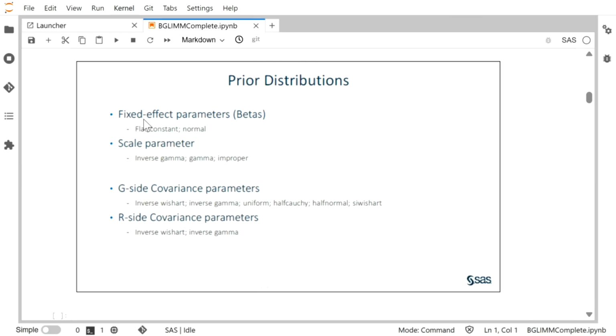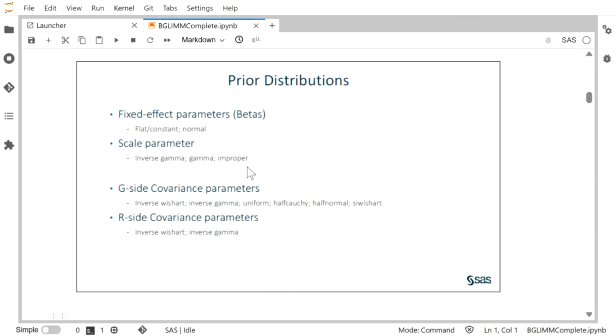Here are your priors. For your fixed effects, your betas, a flat constant prior or a normal prior. Normal priors make sense because the way I always tell people to figure out what type of distributions work well with your parameters is to look at the support of the parameter. Fixed effects, your beta hats, could be negative, could be positive, could be zero. So I need a distribution that can handle the number line. Normal is pretty good for that. Your scale parameter, your variance components here: inverse gamma, gamma, or improper. Well, I need something that can handle the positive territory, get as close to zero as possible, but not touch it. That's the inverse gamma and the gamma.